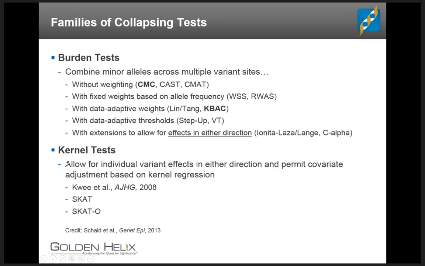More recently, the kernel type tests, particularly SKAT. SKAT is kind of the flag bearer in this area, that allow for individual variants to have effect in either direction. They also permit covariate adjustment based on kernel regression. If I understand the history on these, a lot of it started with a 2008 paper that described doing region-based tests with kernel regression based on tag SNPs. That was adopted into more of a rare variant framework by SKAT. Since then, there have been a number of extensions to the SKAT method, SKAT-O being one of the most broadly adopted.